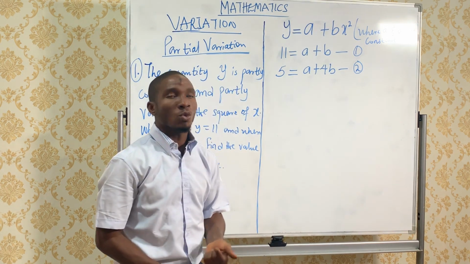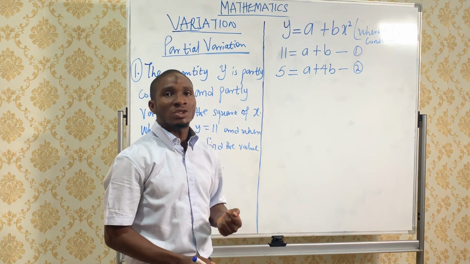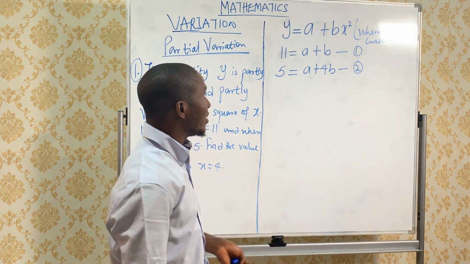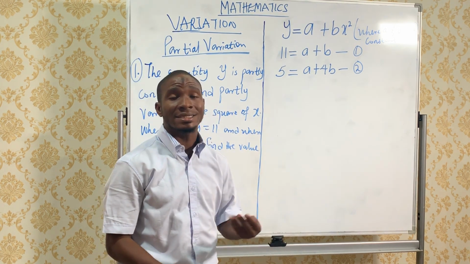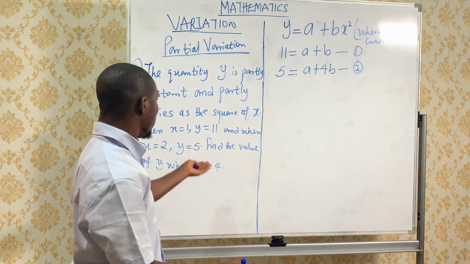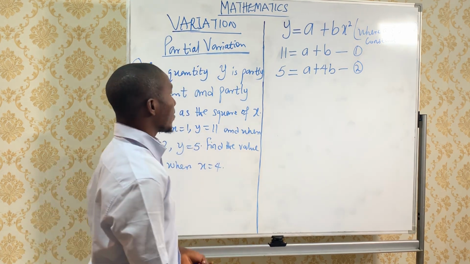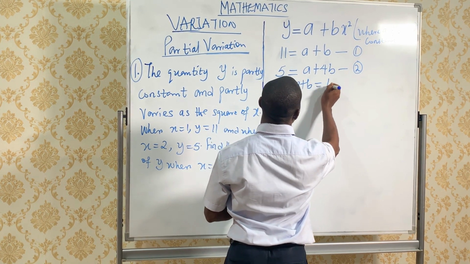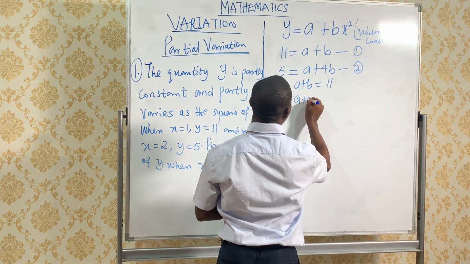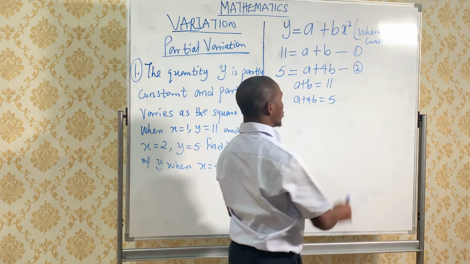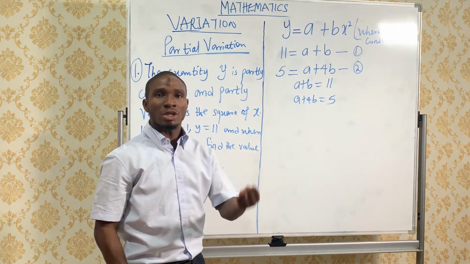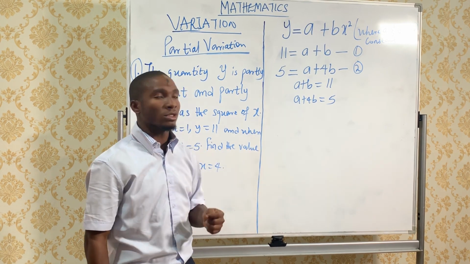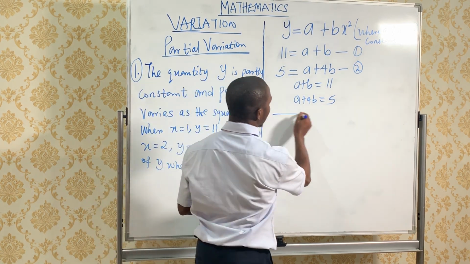Now we have equation 1 and equation 2. Equations 1 and 2 can now be solved simultaneously to get the two constants a and b, after which we can get the equation connecting x and y. Then finally, we can answer the question. Now, from equation 1, a plus b is equal to 11, and a plus 4b is equal to 5 from equation 2. We can either use substitution method or elimination method in solving this simultaneous equation.